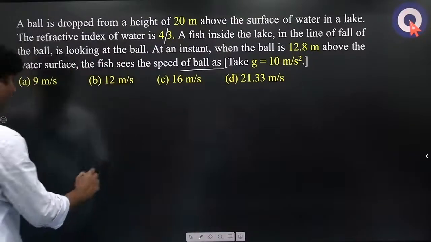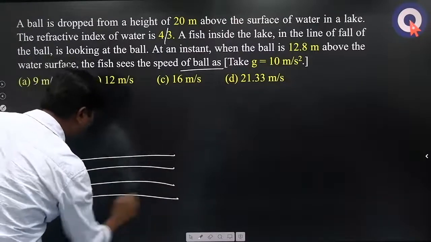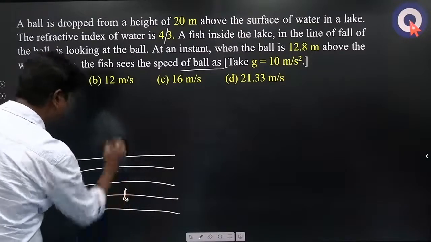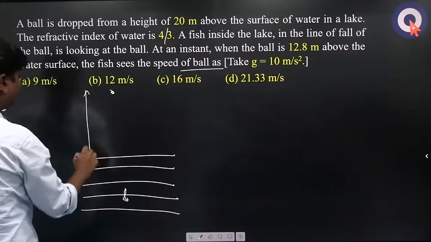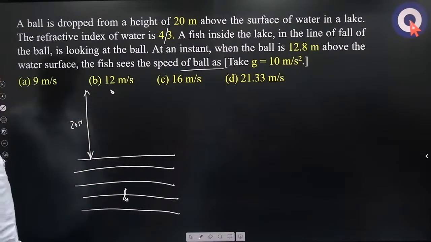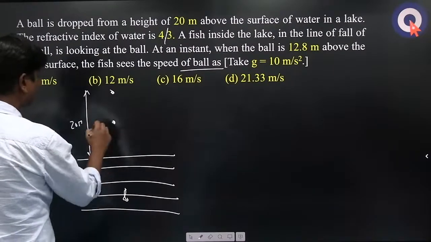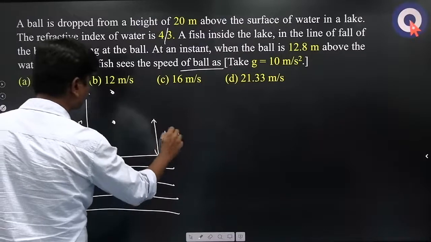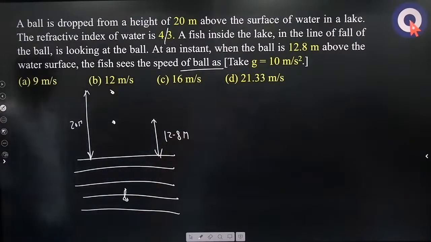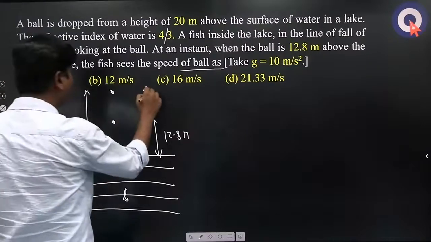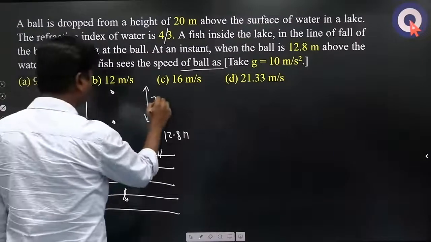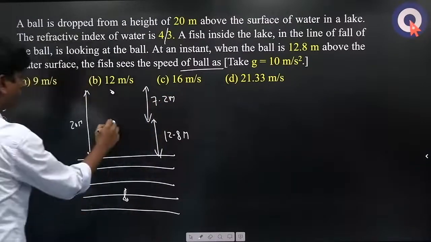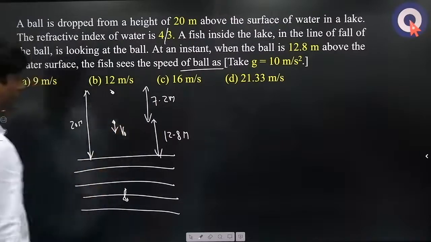Okay. So here you can consider one lake like this, and here a fish is looking at the ball. Actually, the ball was dropped from a height of 20 meters, and when the ball is at 12.8 meters above the water surface, that means it has already fallen 20 minus 12.8, 7.2. So just find out the velocity of the ball.